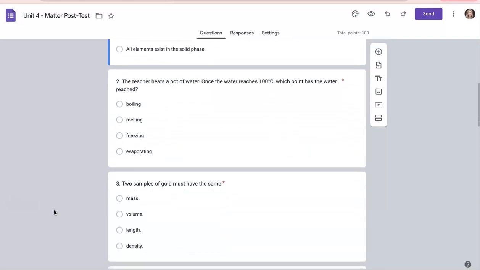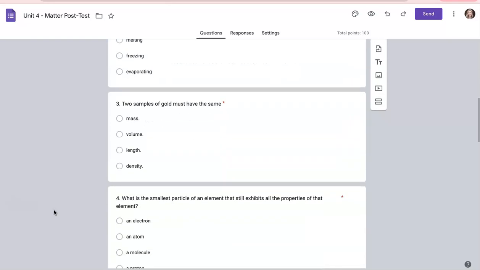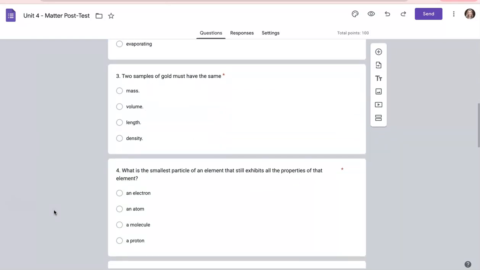Number 2, the teacher heats a pot of water. Once the water reaches 100 degrees Celsius, which point has the water reached? The boiling point, the melting point, the freezing point, the evaporating point. Number 3, 2 samples of gold must have the same mass, volume, length, or density.